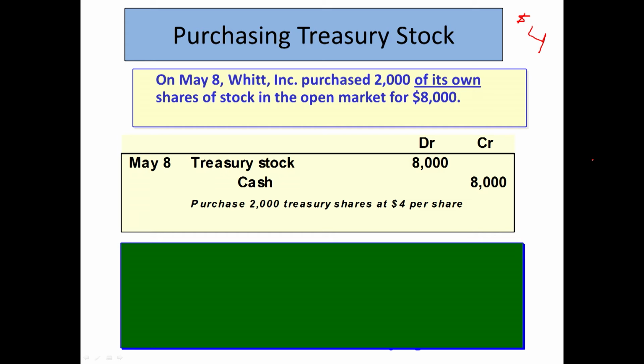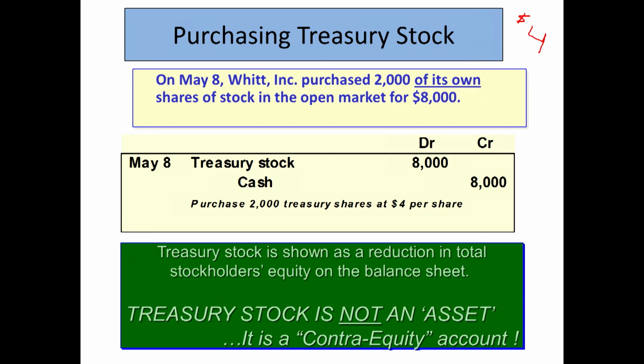Now, look at that journal entry, guys. Every fiber of your being seems to want to think that Treasury stock is an asset. It is not an asset. Treasury stock is not an asset. It is what we call a contra equity. You remember the word contra means opposite, right? Equity normally has a credit balance, so a contra equity has a debit balance. Treasury stock, though, is not an asset. It is shown as a reduction in total stockholders' equity in the balance sheet in the equity section.